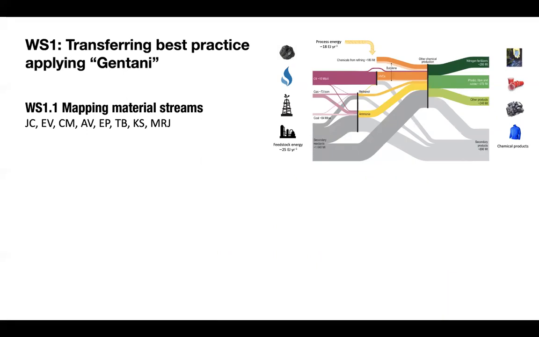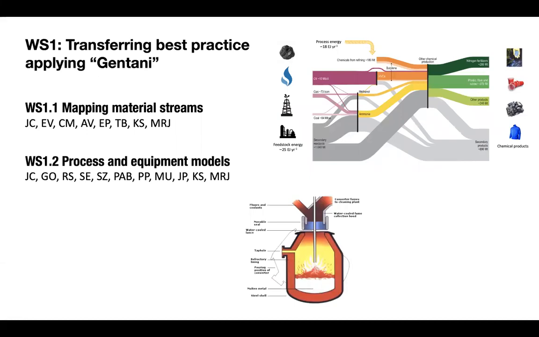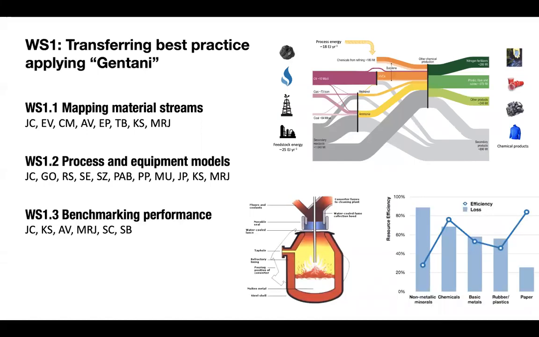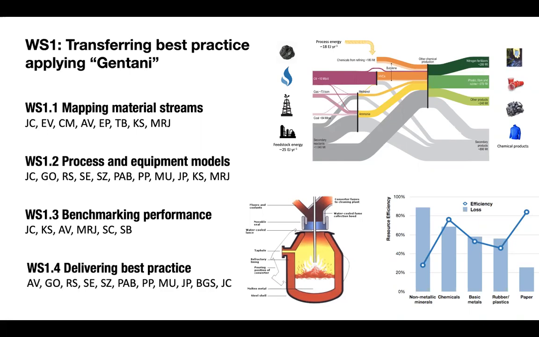As part of this work package, transferring best practice by applying the principle, there are 4 substreams: mapping the material streams, and I'll put the initials of the people involved. This is from the proposal. Then looking at process and equipment models and trying to work out whether there are cross-sector activities, such as drying, granulation and heating, which we might be able to optimize or at least benchmark for industries. Then benchmarking performance of the sectors, so steel plants, chemical plants, glass plants, and looking at what metrics might measure the performance of the UK's industrial plants. And then delivering best practice, which is working with industry to transfer knowledge between academia and industry.